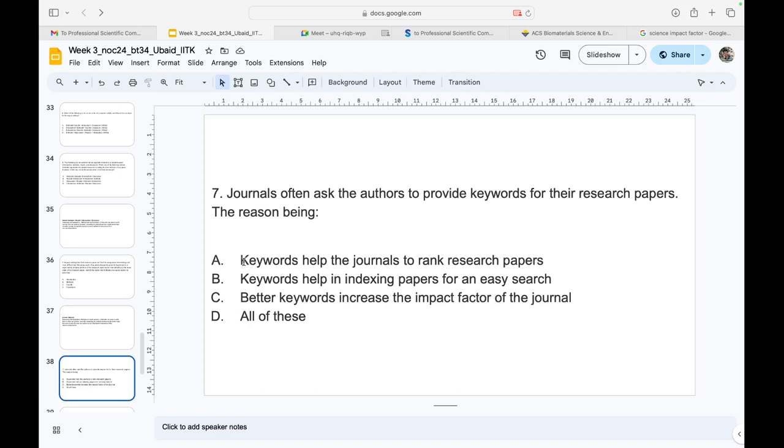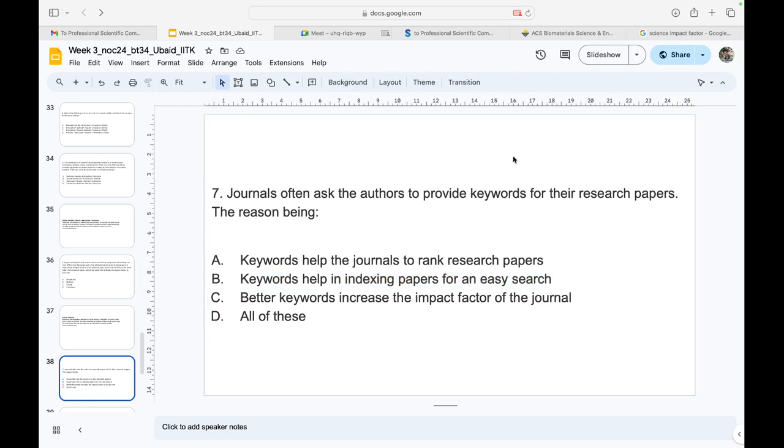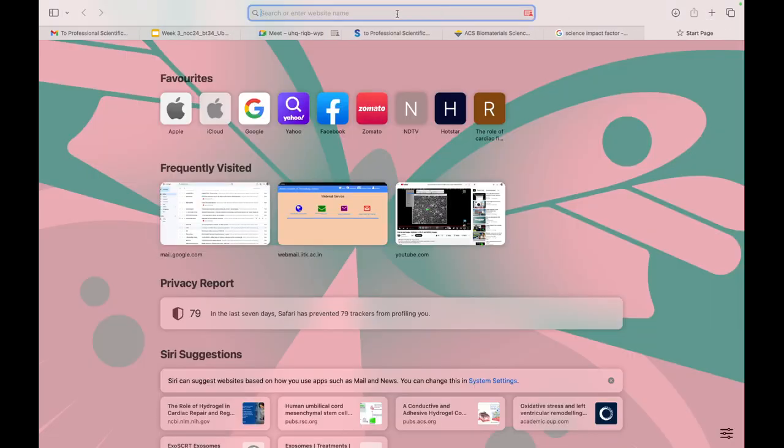So the answer here is that keywords help in indexing the paper for an easy search. I already told you the importance of the title. The major importance of the title is that readers read it and find it interesting. They find that it should explain all the things. Then they can read the paper. And the title is also used when you search in PubMed. For example, if I search anything in Google Scholar, I will show you.